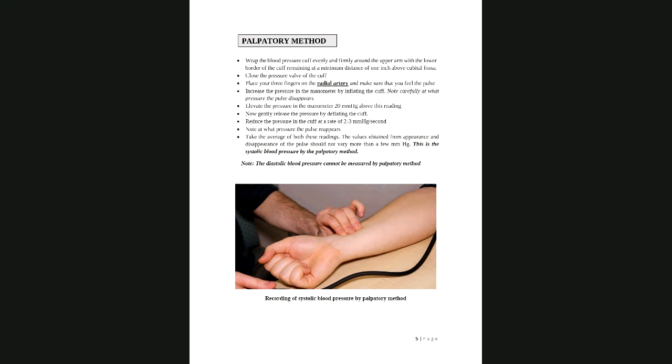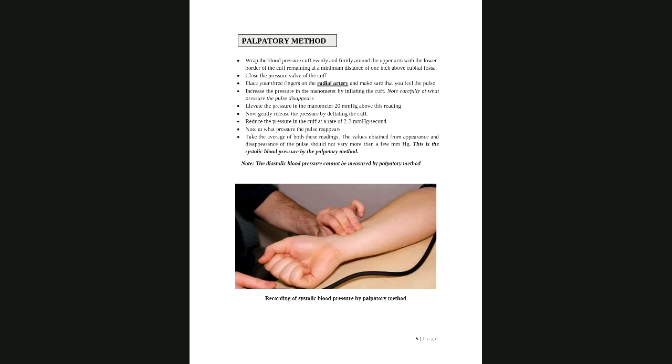So here you will be wrapping the blood pressure cuff around his arm, and then tying it. You have to make sure that the cuff is tied not too tight or too loose. This is very important. And then, using the 3-finger method, you will be feeling the pulse first, taking the pulse rate for 1 minute.